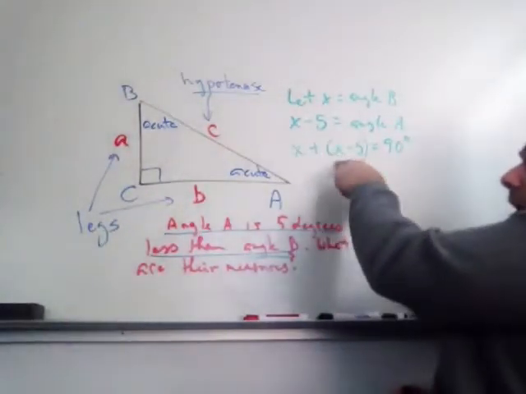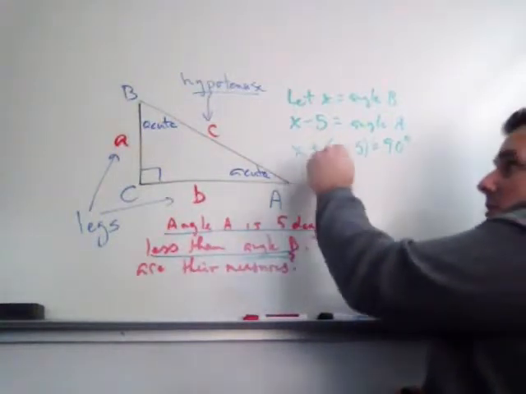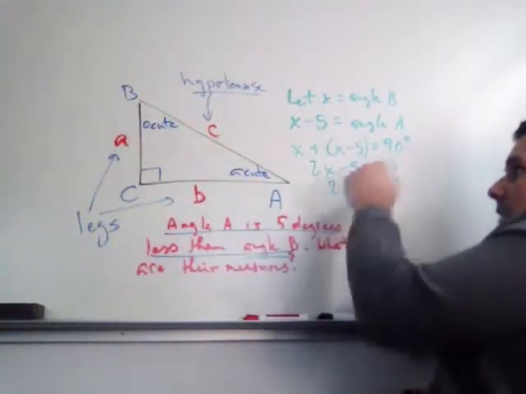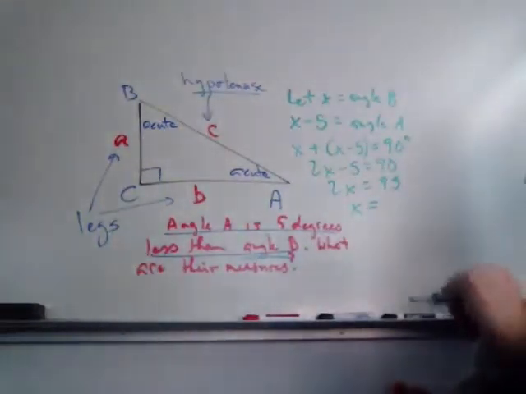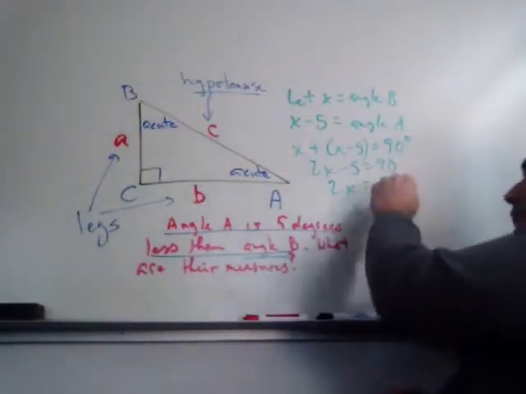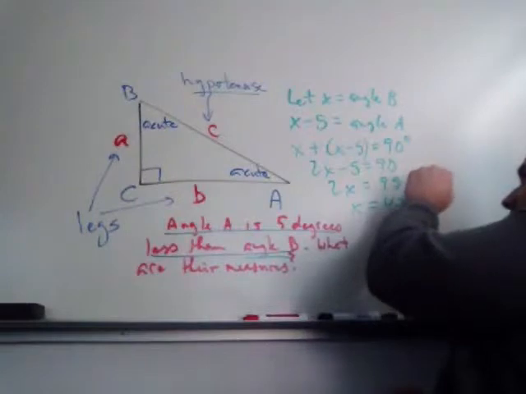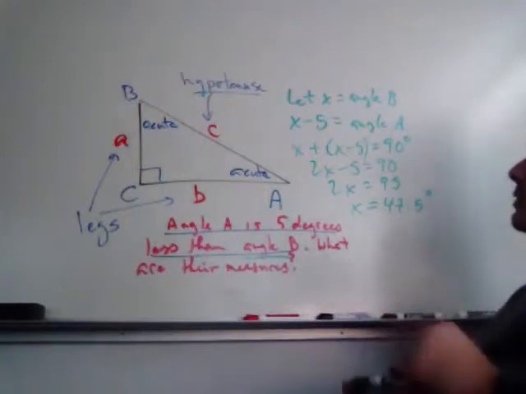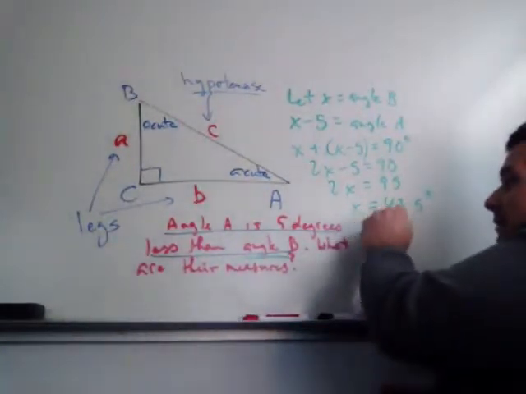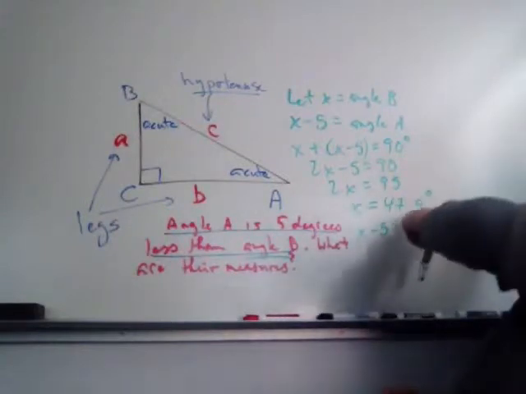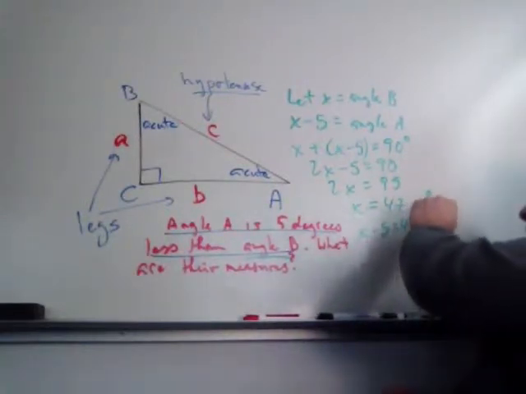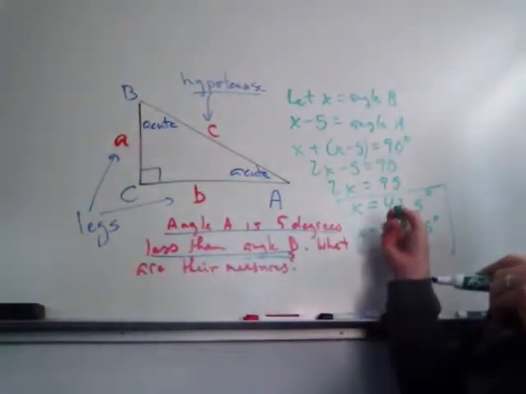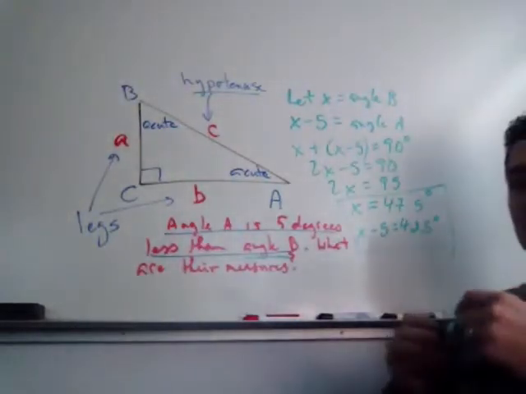Just add up the x's, because, again, these parentheses mean nothing because it's just addition. So this is just 2x minus 5 equals 90. Add 5. 2x is 95, so then x is going to be 95 over 2, which is really 47.5. Right? So x is 47.5 degrees, which is angle B, and then x minus 5 is going to be 47.5 minus 5, so it's going to be 42.5 degrees. So we know that angle B is 47.5 degrees, angle A is 42.5 degrees.